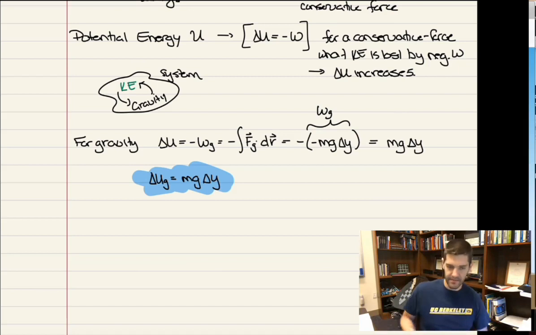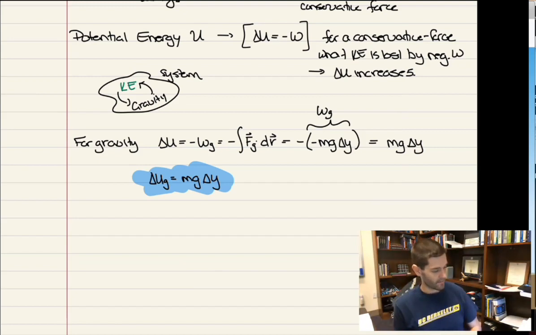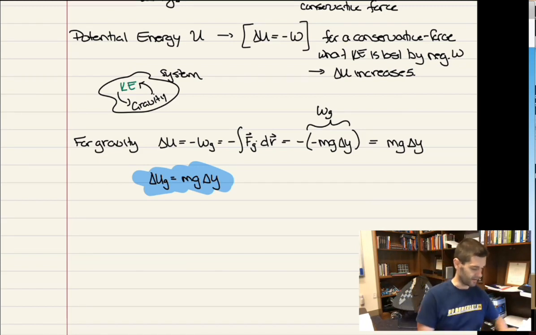Tell me how the height of the object is changing, and I'll tell you how much work gravity has done. It does not matter whether it's a ramp, straight up and straight down, or some other weird path. It is only mg delta y that determines the amount of work that gravity did. And I think we did that example for the ramp last time.